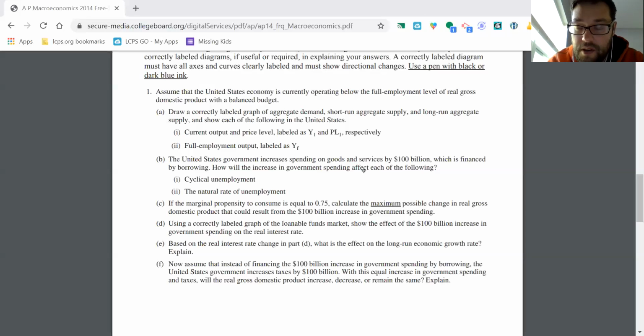This long run economic growth rate is going to decrease, okay, because investment is going to decrease. Now, how much the interest rate changes is a big factor in here, but it should decrease somewhat as long as your interest rate is increasing.